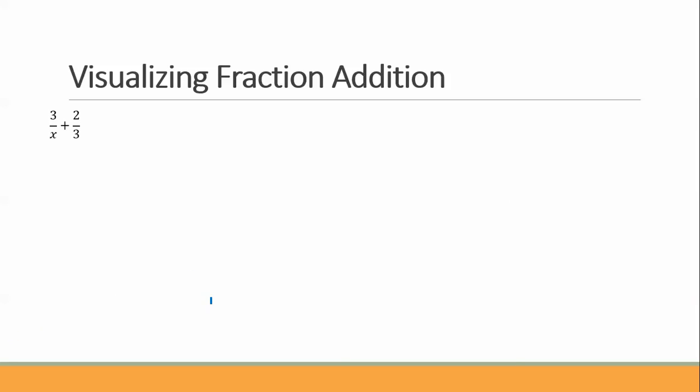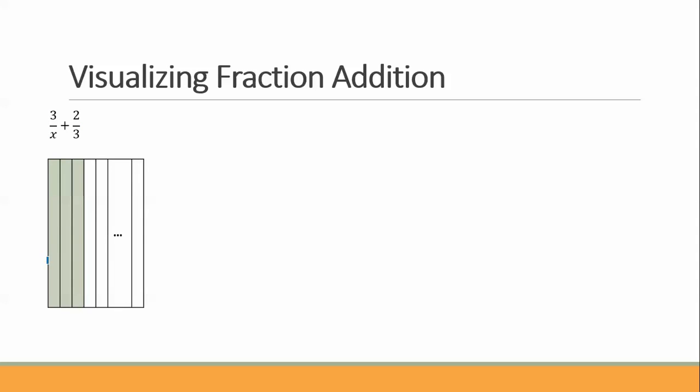What happens now when we have 3/x plus 2/3? 3/x, we have 3 divisions shaded, and here there's x divisions total. We don't know what x stands for, we just know that x is a number. It could be any number. It could be 5, and then we would have 5 here. But right now we don't know what number that is, so we're just going to say x.